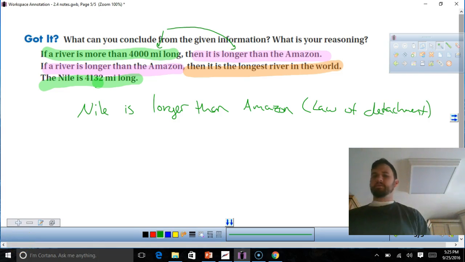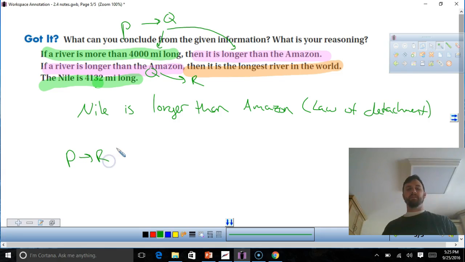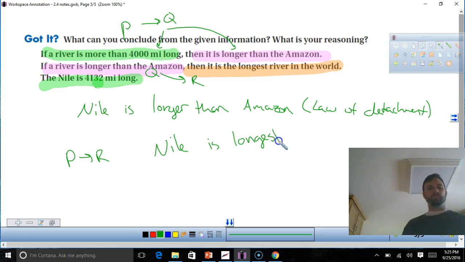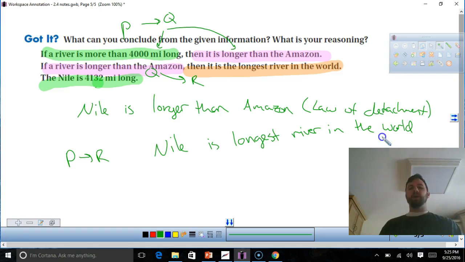Because we have a P, then Q, and a Q, then R, right? Then we know P to R has to be true by syllogism. So the Nile's longer than the Amazon. And if it's longer than the Amazon, it has to be the longest in the world. And we know that due to the law of syllogism.